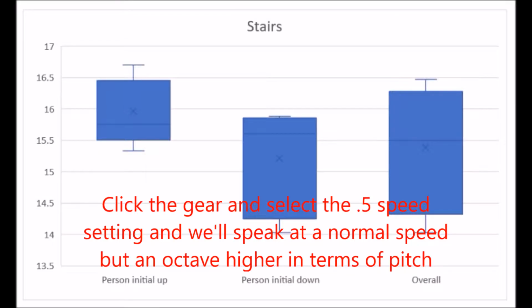Here we have the box and whisker plots for the stairs. As you can see, all three look rather decently normal, especially the overall. However, the person initial down is skewed extremely heavily to the left, and the person initial up is skewed, although not as heavily, to the right. What this means is that there are a lot of slower times going down the stairs, where I start up, and a lot of times lower than the mean going up the stairs, where I start down. However, all three means are close to 15.6.